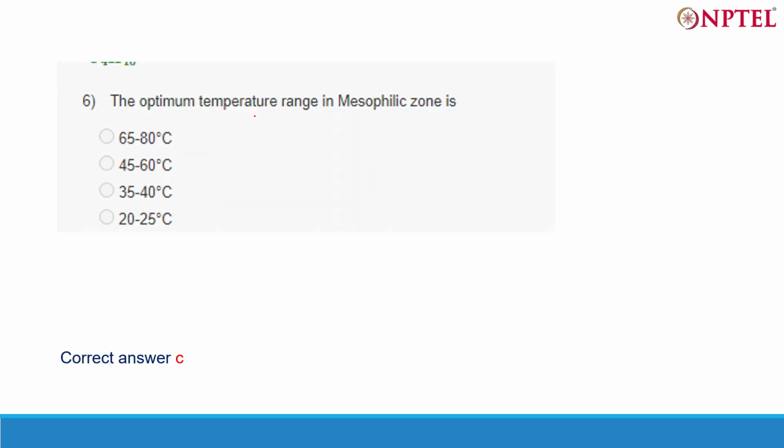The optimum temperature in the mesophilic zone is basically 35 to 40 degrees Celsius, and for thermophilic it's 55 to 60. Okay.